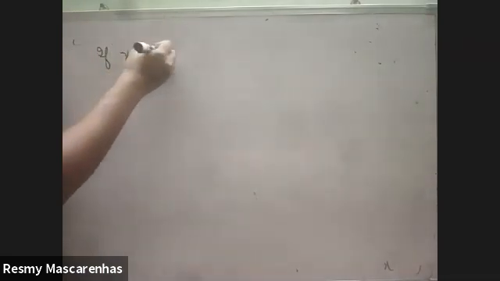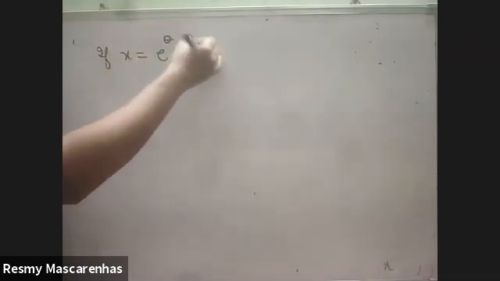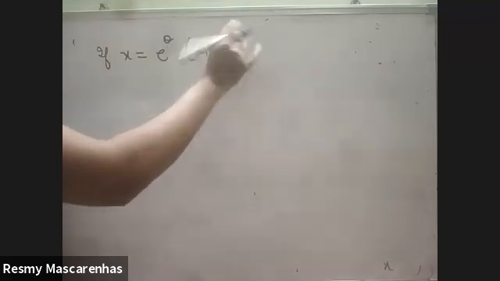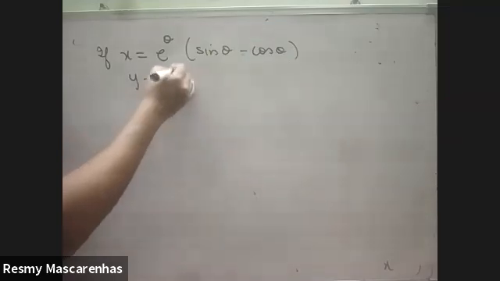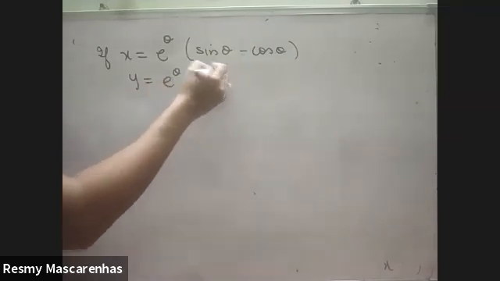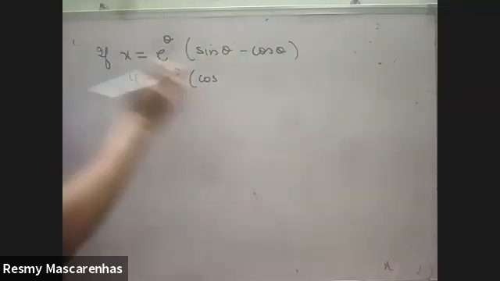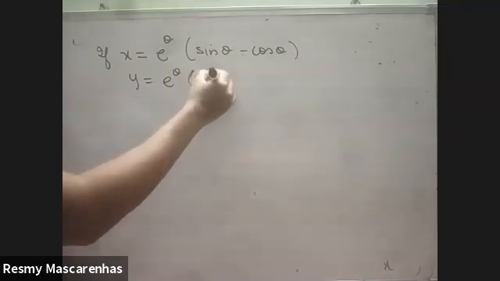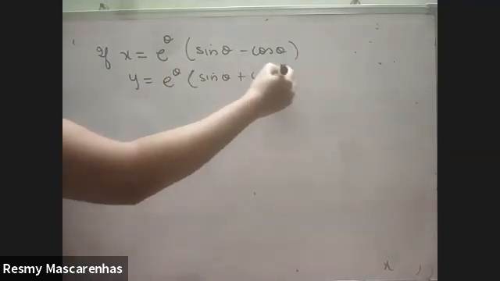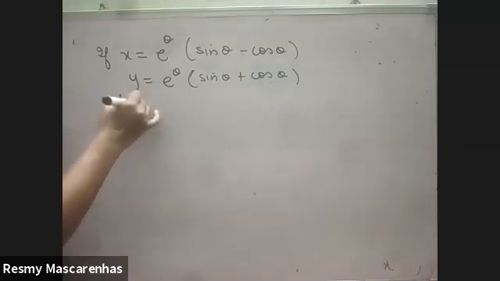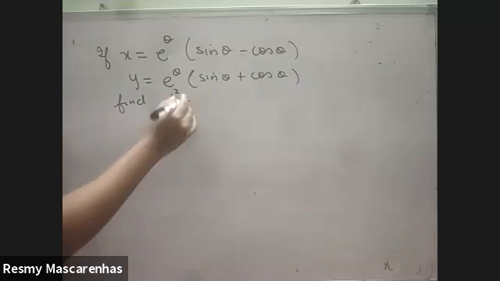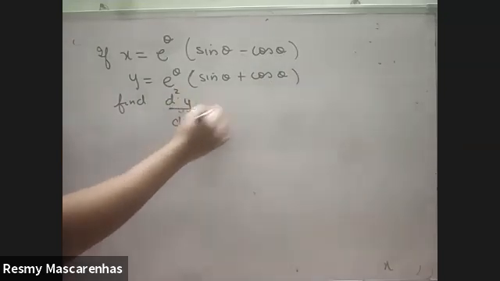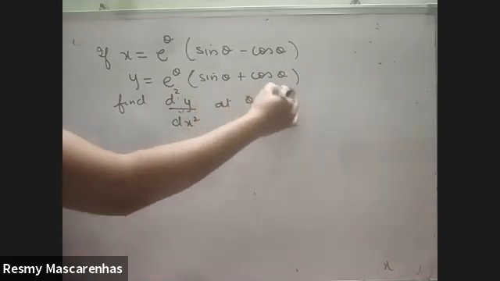If x is equal to e raised to theta into sine theta minus cos theta and y is e raised to theta into sine theta plus cos theta, find d square y upon dx square at theta is equal to pi by 4.